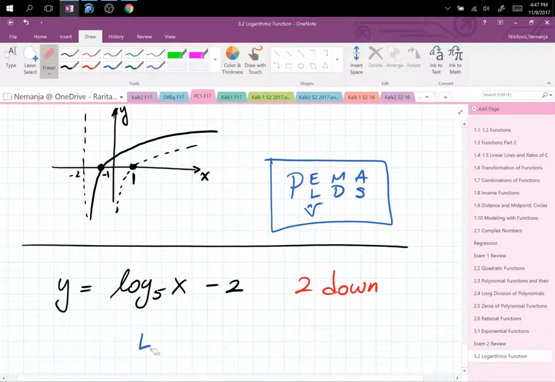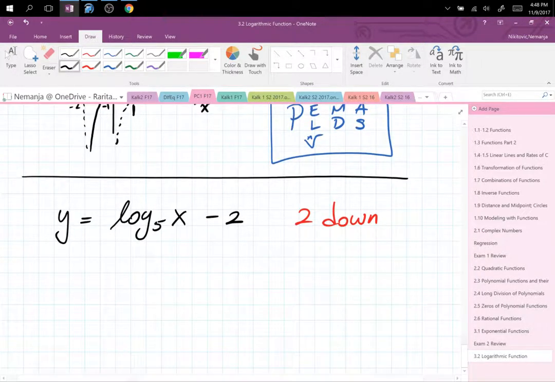So this way is shift right 2. This way is shift down 2. One more time. Shift right, shift down, shift right, shift down. It's like the eye exam. Shift right, shift down. And then use the PELMDAS to make it clearer, I guess.